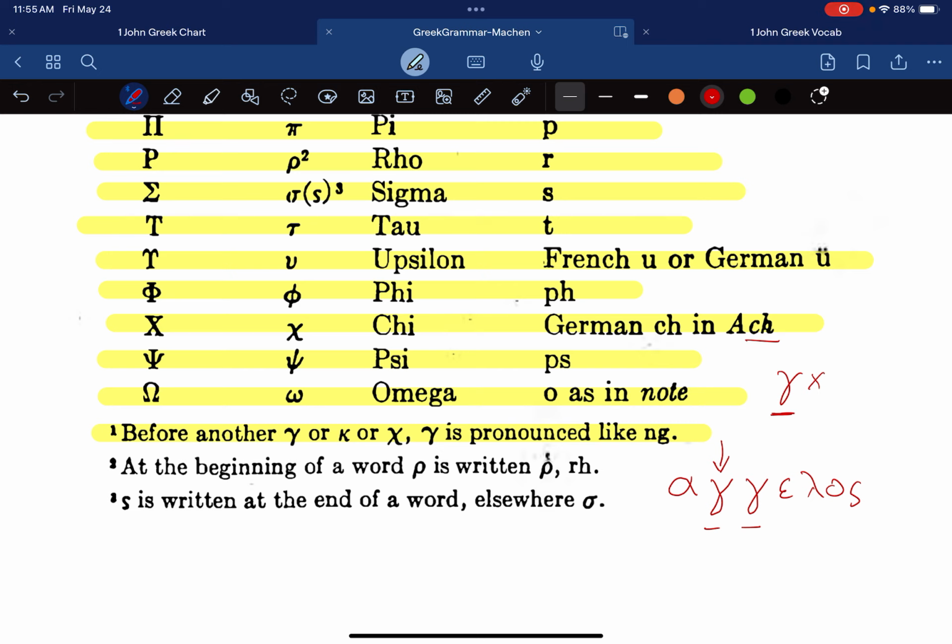Also note that at the beginning of a word that has a rho and it has what is called a rough breathing mark, you'll see here, it will be pronounced like RH. And then one other final thing, the sigma, which we talked about, is written like this at the end of a word, but anywhere else other than the end of a word, it's written with this letter here.